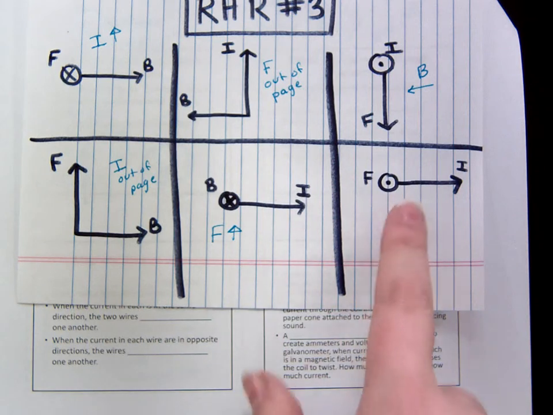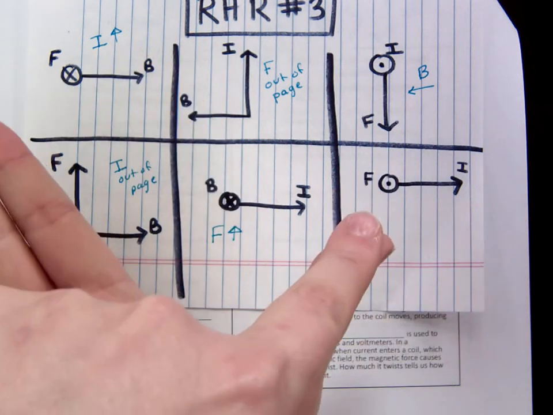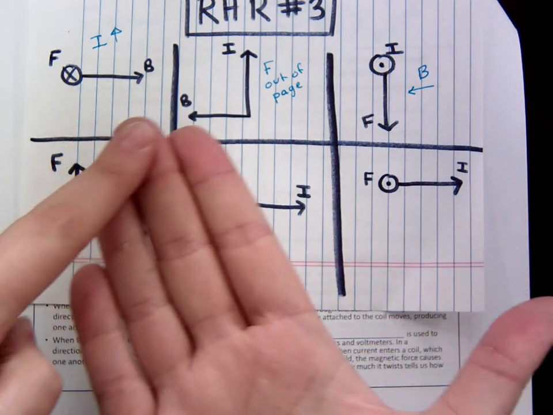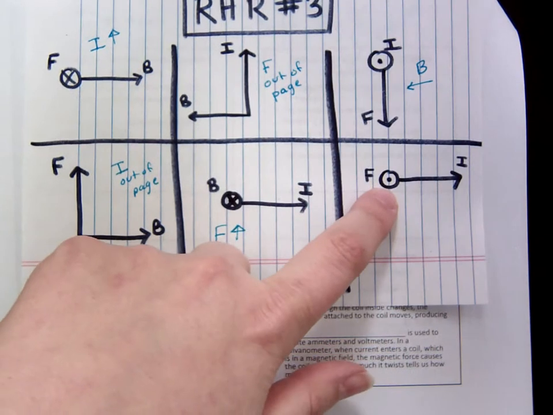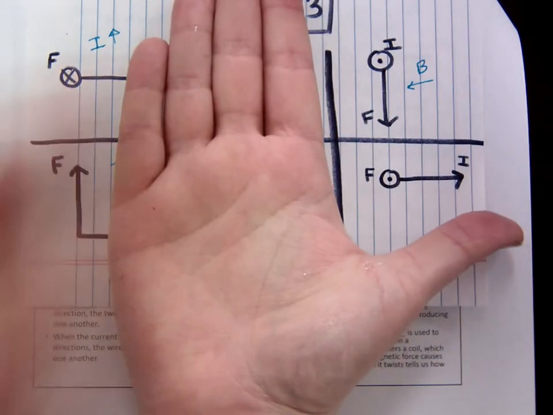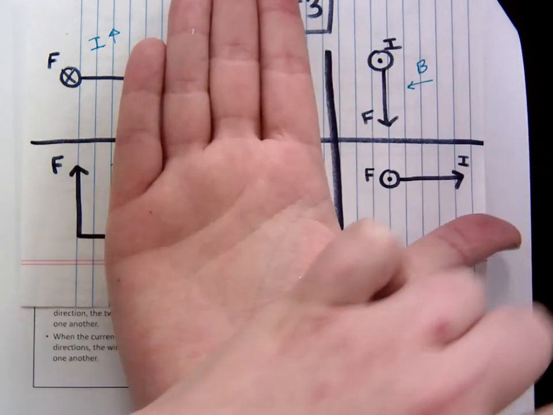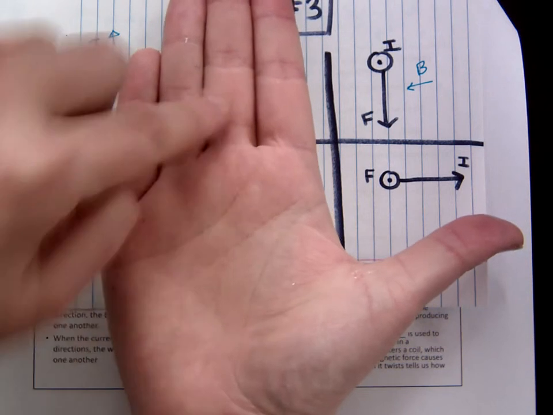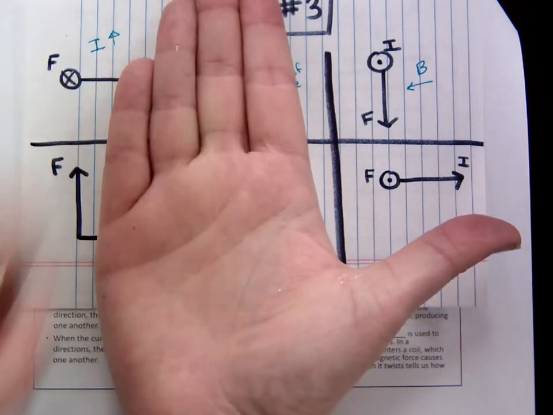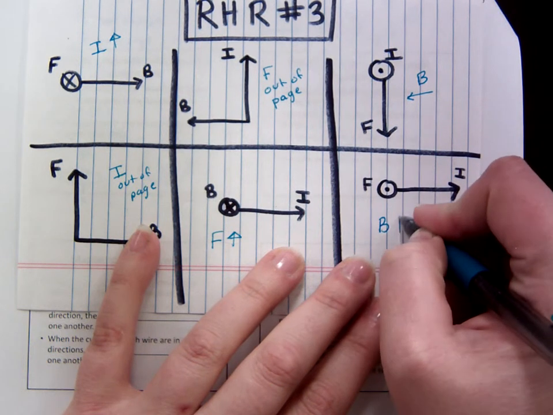In this last example here, I have force and current. So my palm and my thumb. I need to figure out which way my fingers go. My palm for force is coming out of the page, so I need to have my palm facing towards me. My thumb is going to the right for the current. This makes my fingers for the magnetic field point up the page. So magnetic field is going up.